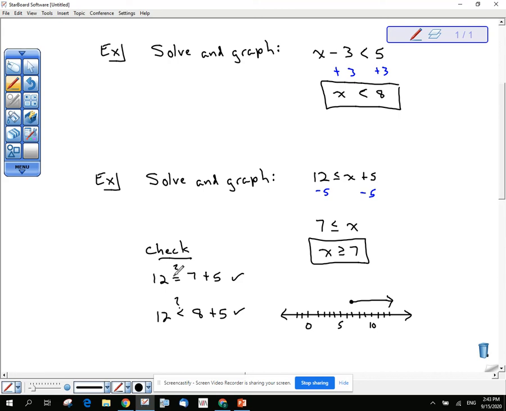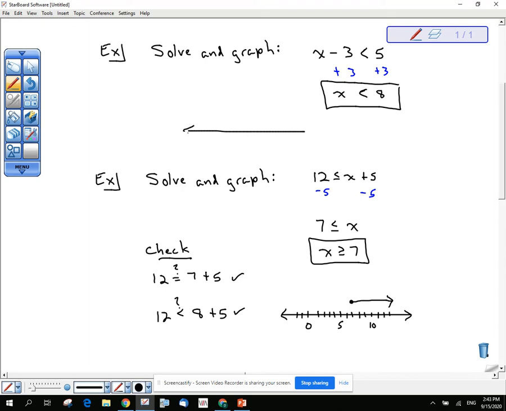And that again kind of goes along with the check. What did I check in the check over here? Well, I checked that 7 is the end point on this here. And then I checked that something greater than 7 actually is in the solution set, right? So 8, here's 7, here's 8. It's in the solution set that we graphed.